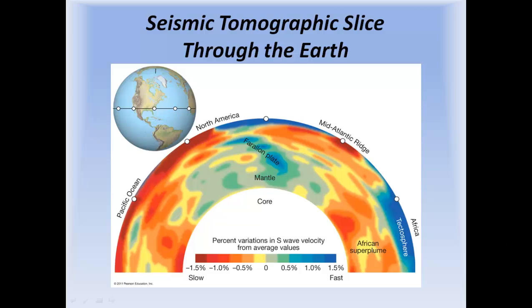So here's a seismic tomographic slice. It's cutting through around this line here. Here's the Pacific Ocean, the Atlantic Ocean, and here's North America. Here may be where a plate is being subducted, I'm not sure. Here the colors from yellow through red show where S waves are slower, and here the S waves are faster, the green through the blue.